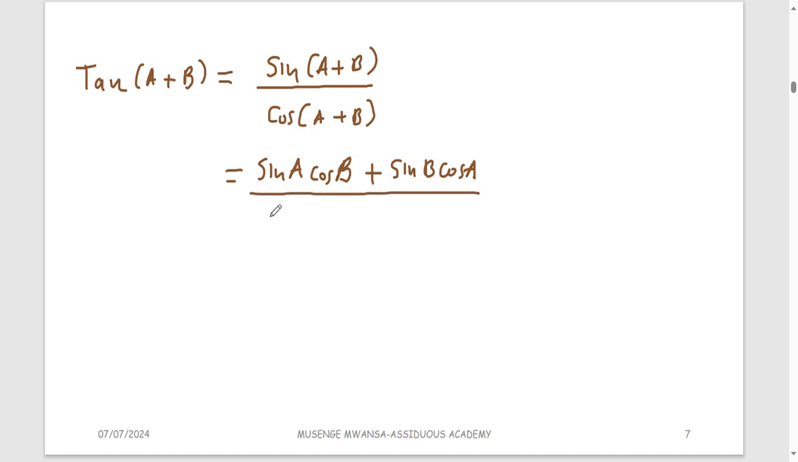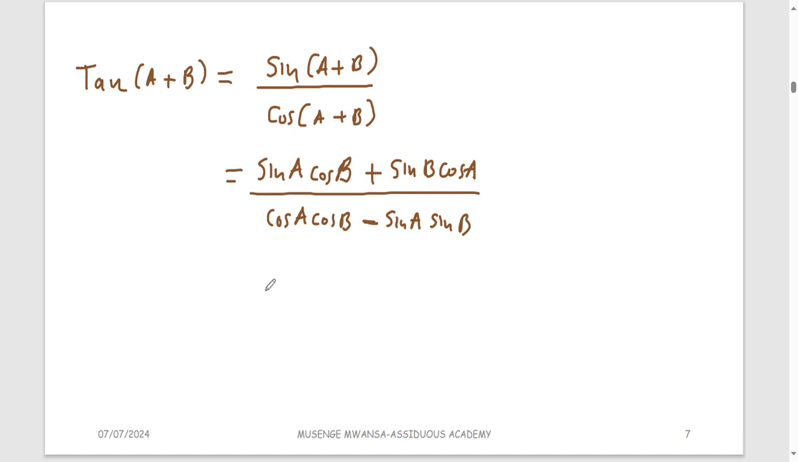And then for cos, remember for cos we said that to get cos of A plus B, you get cos the first angle, cos the second angle, but you change the sign. Sin the first angle, and then sin the second angle. I hope that is not hard.